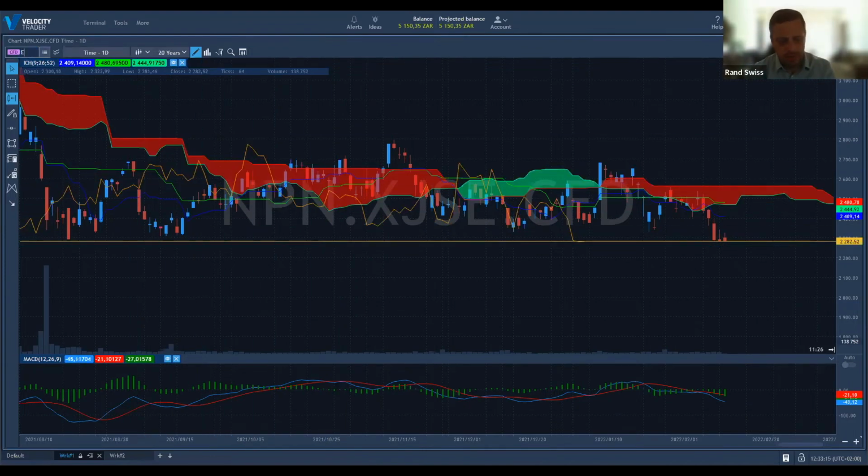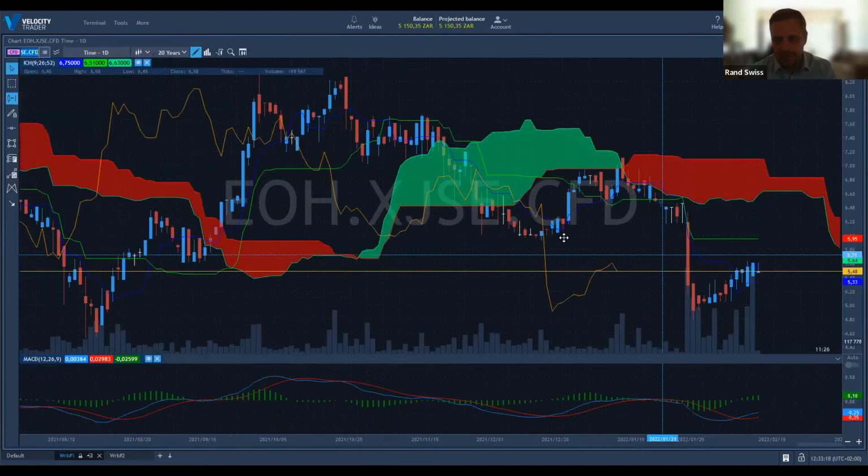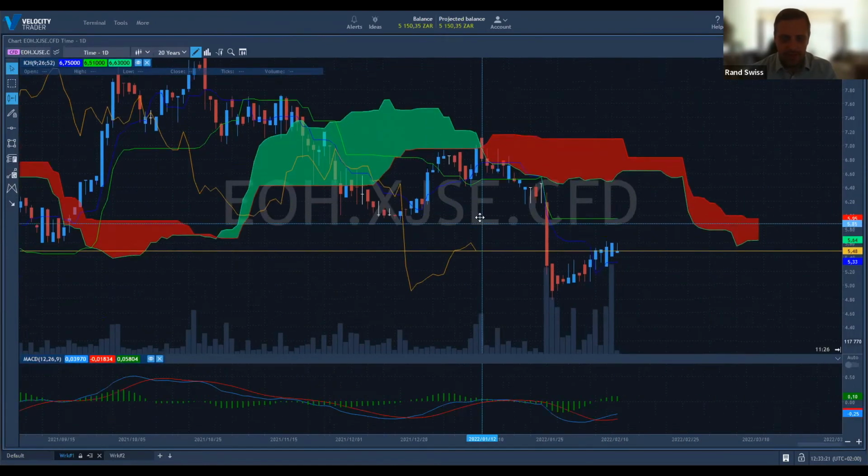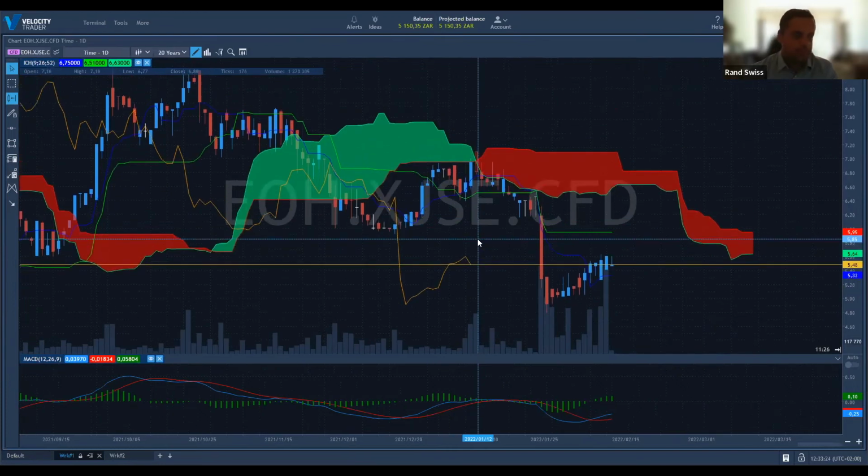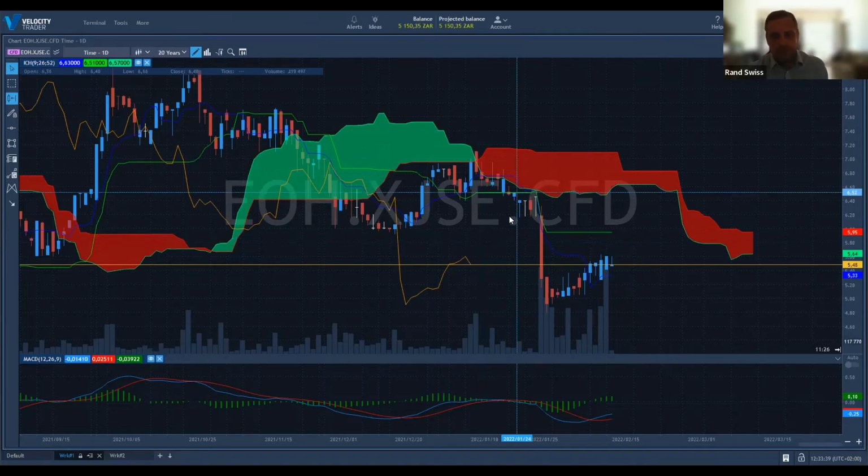EOH, let's have a look. I think it's not looking the best for EOH. Again, they were implicated in the state capture report. The city of Cape Town came out and said it's not just EOH, there's a bunch of companies implicated in the state capture report, and they are going to cancel the contracts with them. EOH is one of those companies. So naturally, that has not been very good for EOH.